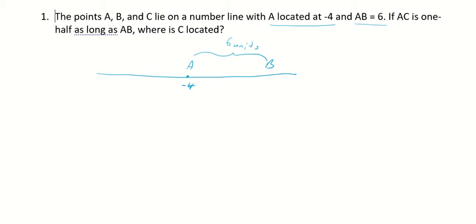And -4 plus 6 is 2. So the location for B is 2. You could, of course, write all of these marks, -4, -3, -2, -1, 0, 1, and then 2. That would change where we are. Or just use the math of adding 6 and also subtracting 6.